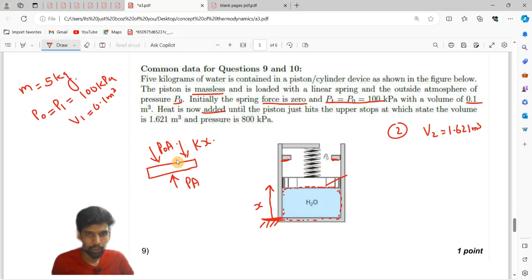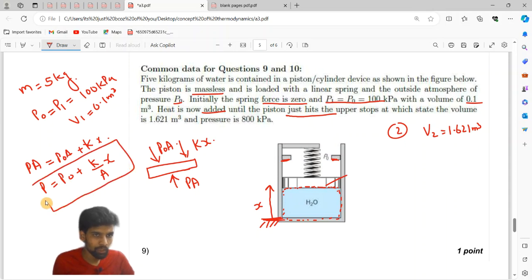The governing pressure equation, the relation of pressure that we calculate from the force balance, will remain valid if it just hits the stop. If it touches the stop and remains there and we are still adding heat, this equation will no longer be valid. Once we balance the forces, we get PA equals P naught A plus KX. So P will be equal to P naught plus K times X divided by A. I will tell you how to make use of this equation.